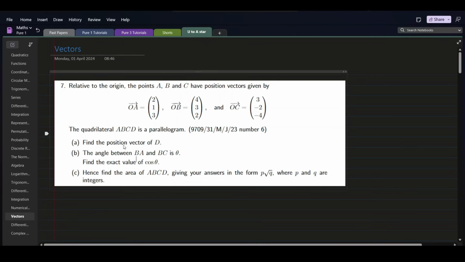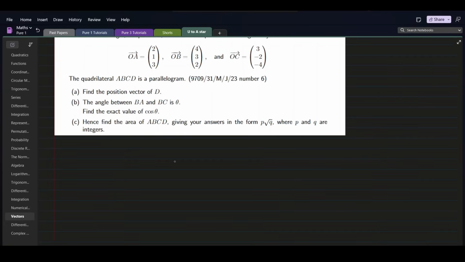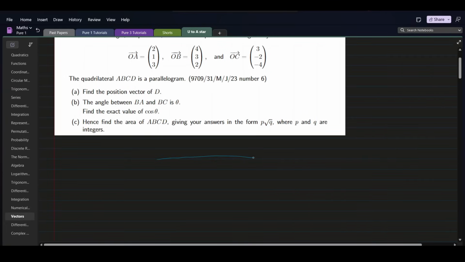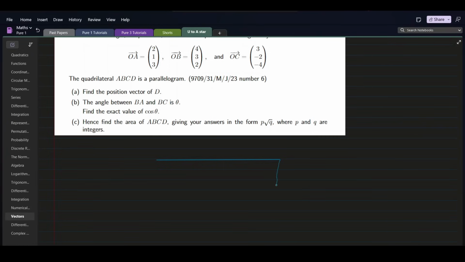Okay, so we are given that we have a parallelogram ABCD. So it would look something like this. So we've got, this would be A to B, and then we'd have B to C, C to D, and then finally this would be D back to A. Okay, so this is A, B, C, and D, and this would be parallel to that, and this AD would be parallel to BC.